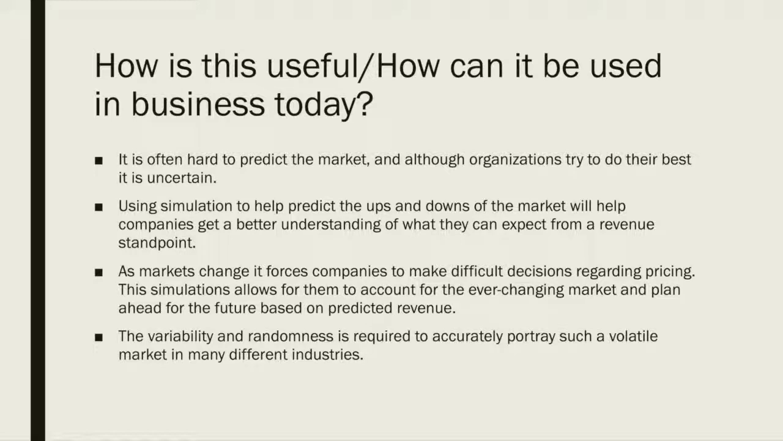So as the markets continue to change, it forces companies to make difficult decisions regarding pricing, how many units they're going to make, and production levels. So as we simulate, we can see what to expect and then adjust and plan for the future. So to conclude, the variability and randomness is required to accurately portray such a volatile market in many different industries.